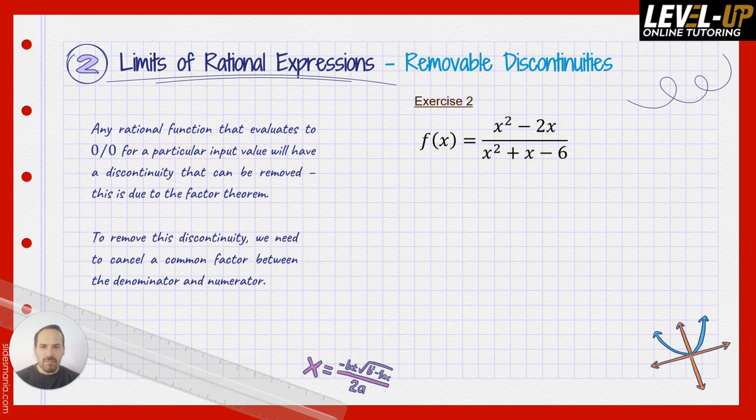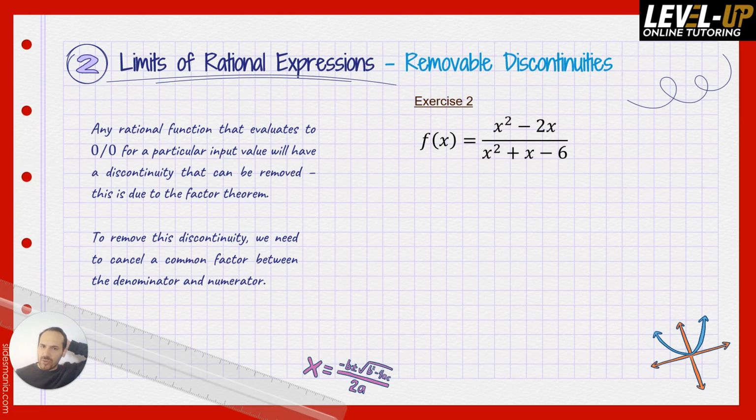Let's look at another, more complicated example, where we've got a quadratic over a quadratic. Again, we haven't got a graph. We're trying to determine how many discontinuities this actually has. At first glance it would appear there are going to be 2 because we're dividing by a quadratic, but there might not be. So let's see.